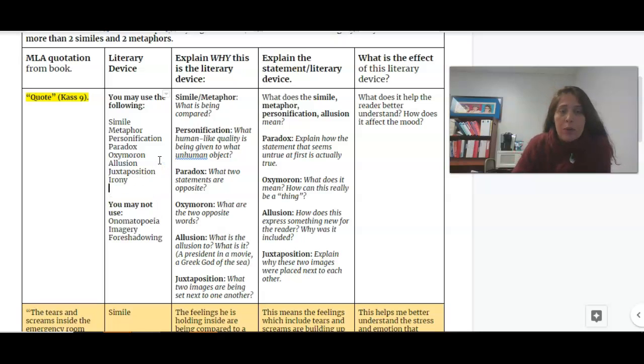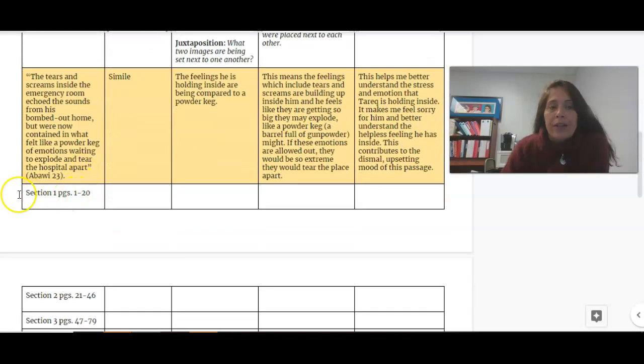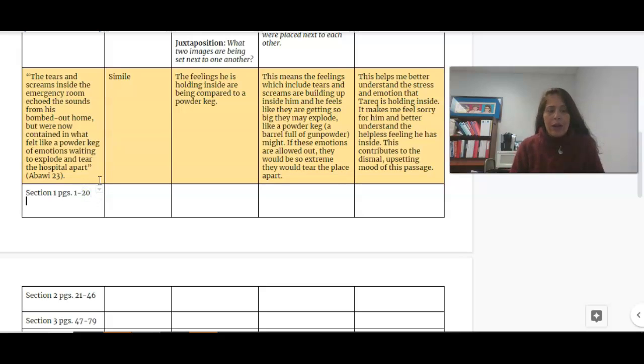All right, so what are you doing with these literary devices? Let's talk about it. The first thing you're going to do in this column is put the MLA quotation from the book. If you forgot how to do that, here it is. The quote goes in quotation marks, space, no period, Cass, the author, space, page number, end parenthesis, period on the outside. So in this box right here, section 1, pages 1 through 20, you're going to leave that. You're going to go right under it, and you're going to put your first quote right there. Okay, so we know what it is.